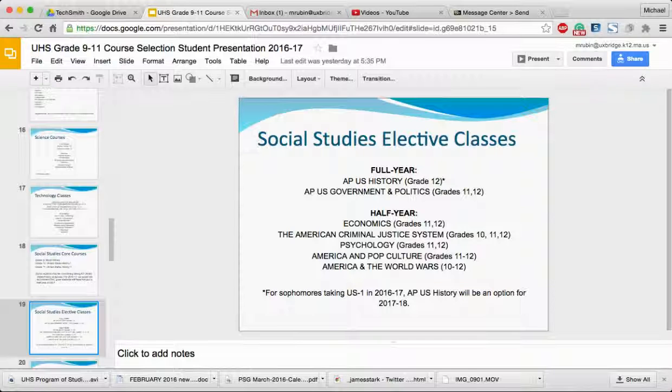These are the social studies elective classes. There are two full years, the two advanced placement classes, and then there are the half-year classes. Again, there is the opportunity for psychology and government, which is not listed here, to run at the honors level. And we would ask students to register for the level they think is appropriate.